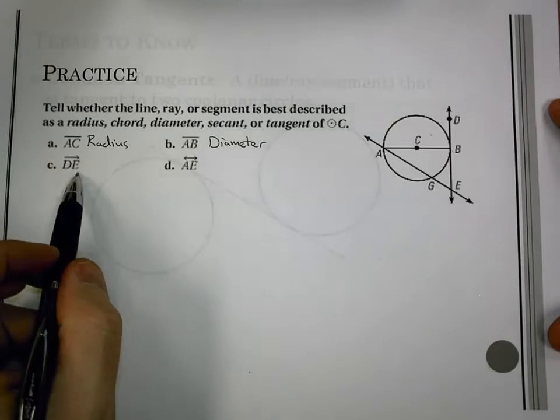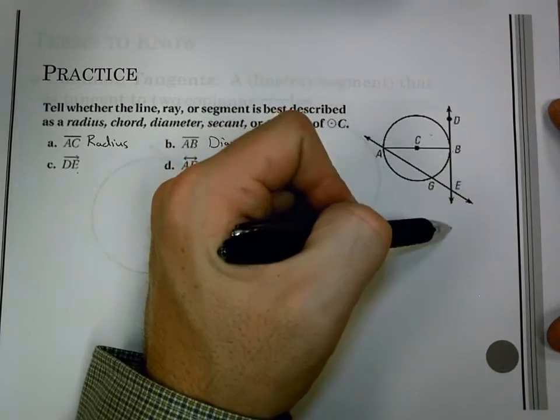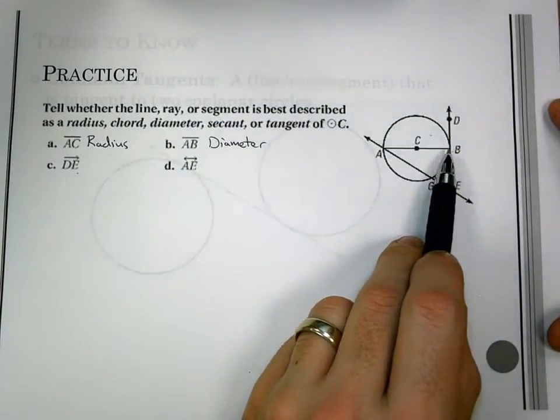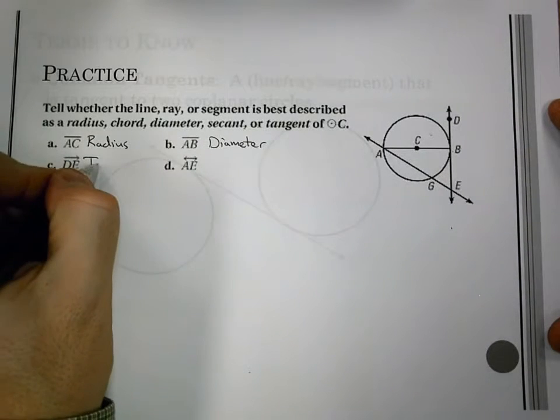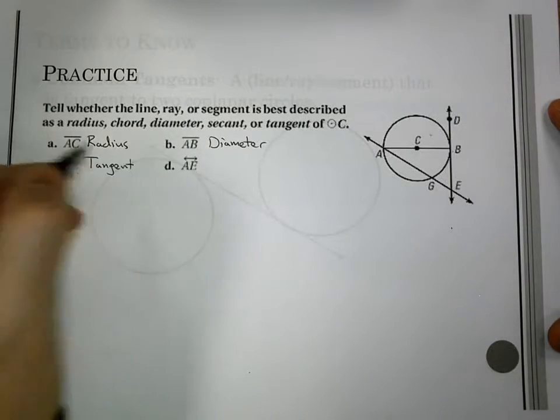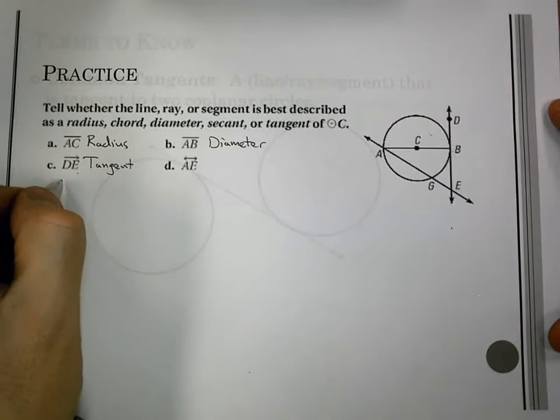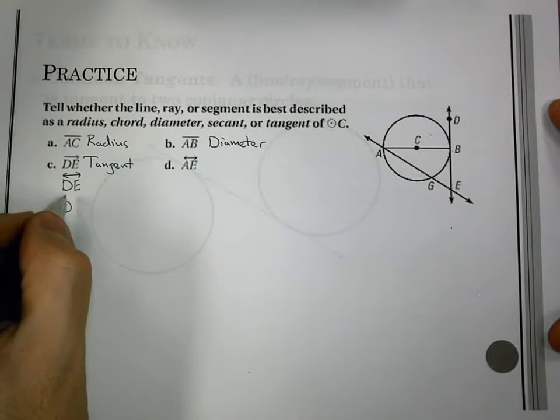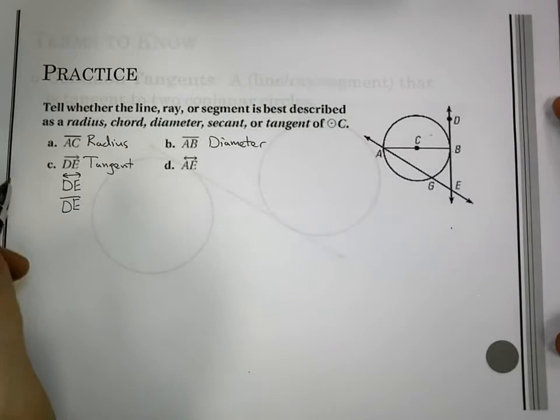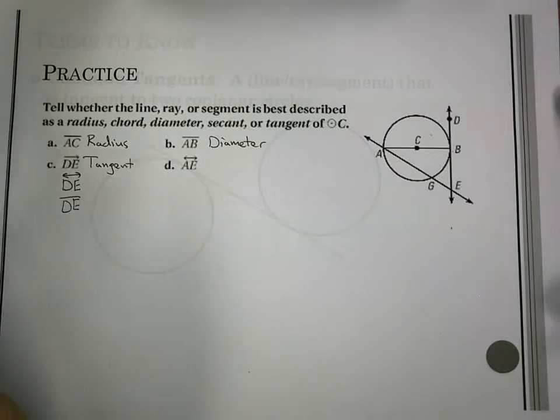We have DE, that starts at D, goes through E, but it hits the circle at point B. That makes it a tangent. Now also realize we could have also called it DE like this, or even as a segment, and the fact that it comes in and hits the circle at 1 point, it would still be a tangent.